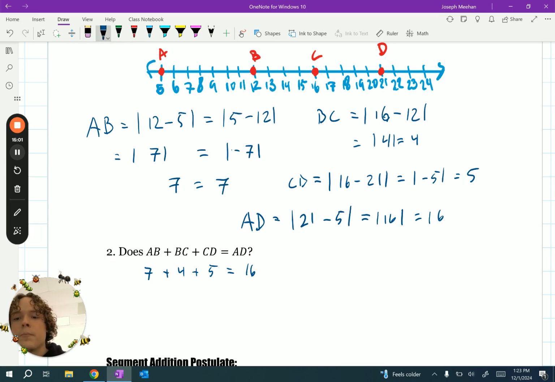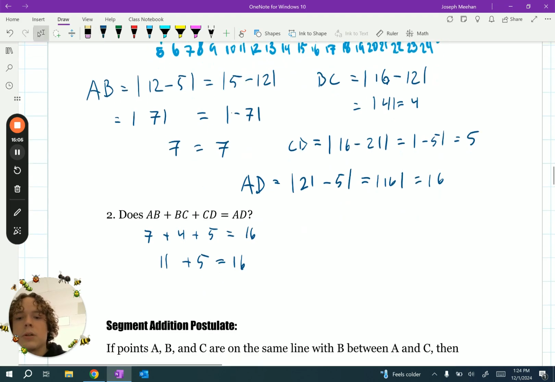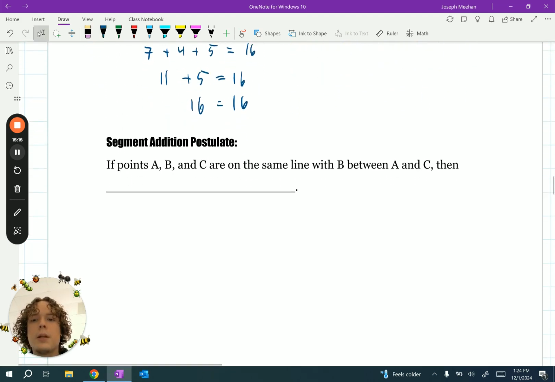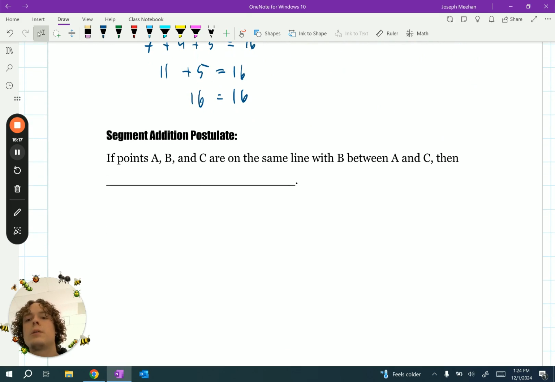So what's 7 plus 4? That's 11. What's 11 plus 5? That's 16. So 16 equals 16. So does AB plus BC plus CD equal AD? Yes, it does. So what this leads us to is the segment addition postulate. This says if points A, B, and C are on the same line with B between A and C, then AB plus BC equals AC.